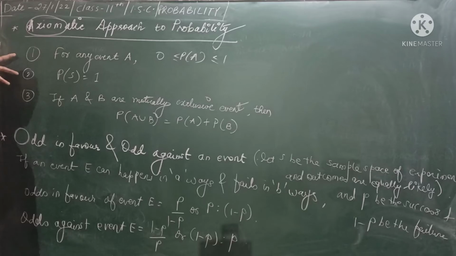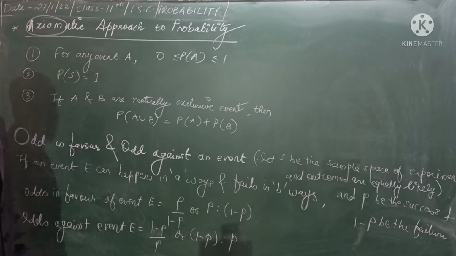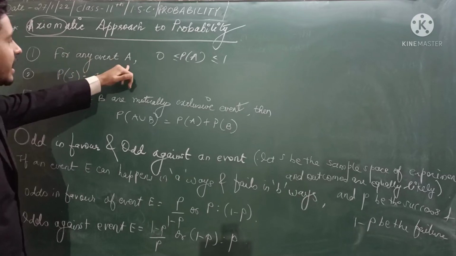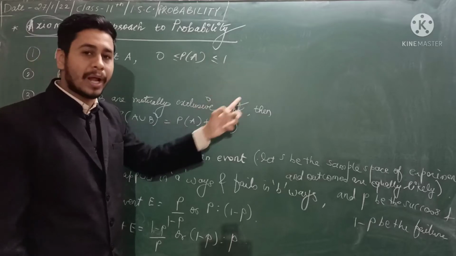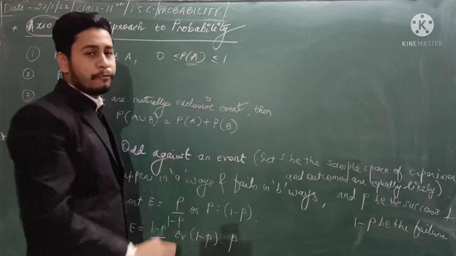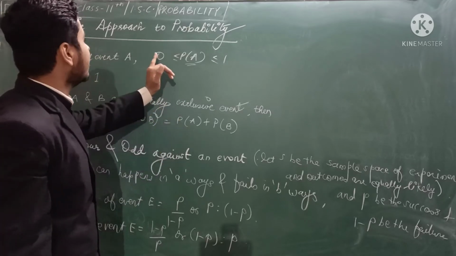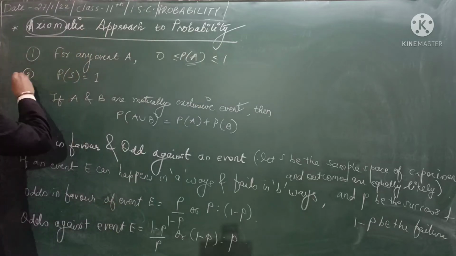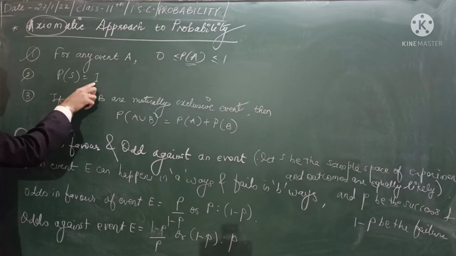There are 3 axioms which you need to remember for the definition of probability. These 3 are very much known to you. The very first is, for any event A, the probability of A lies between 0 and 1. That means whatever value the probability comes, it is from 0 to 1. I already told you this. Then the second one is probability of the sample space S will be equal to 1.